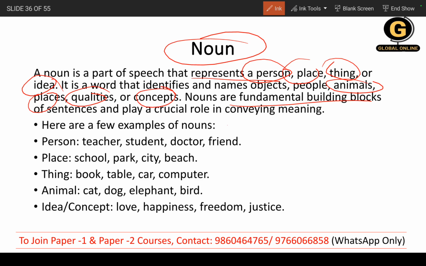A few examples are teacher, student, doctor, friend. These are nouns. School, park, city, beach. These are nouns. And you can also say, I am covering my topics. So I is also a noun. You are using a pronoun instead of a noun, but you are talking about a particular person, so that is also a noun. Now let's jump into the pronoun.